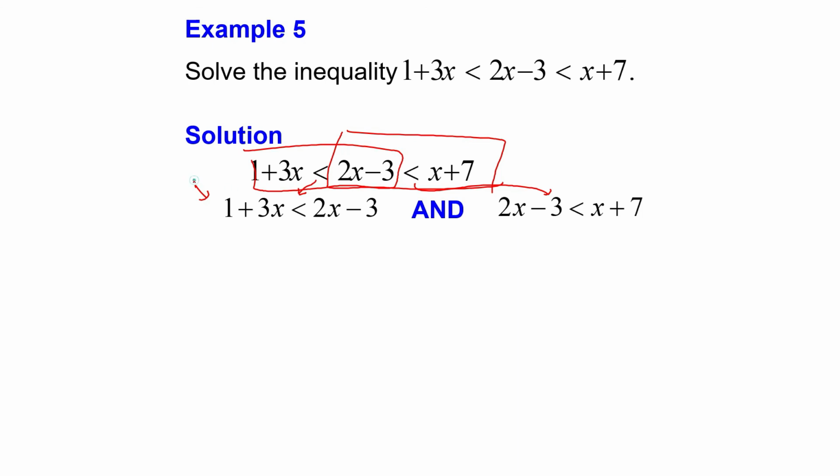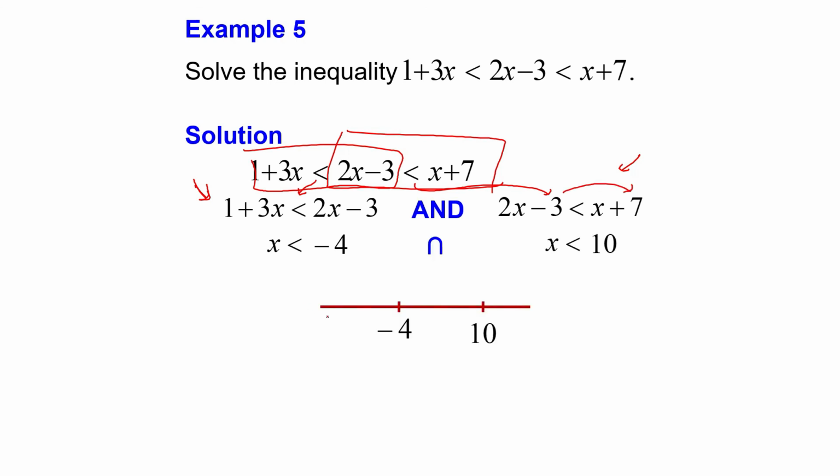To solve this first inequality, we have to solve it like in example 1. Combine all of the x's on left side and the rest on the right side. So 3x minus 2x is just x, and then negative 3 minus 1 will be negative 4. On the right side, the next inequality that we have to solve will be solved using the same method. So 2x minus x is just x, and 7 plus 3 is 10. Draw a number line. Remember to write the smallest number first and then the larger number.